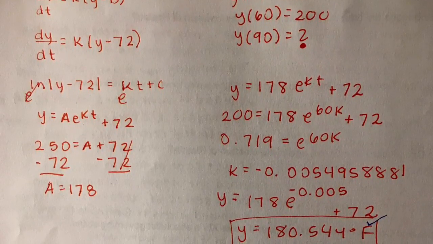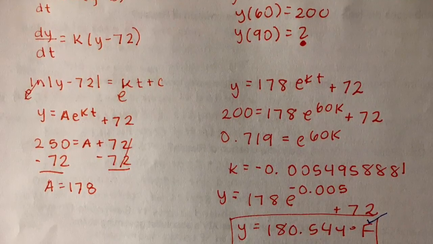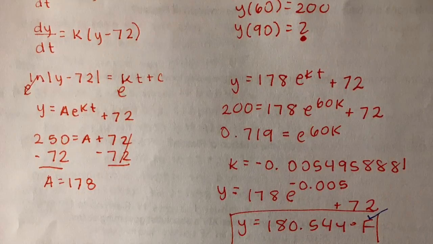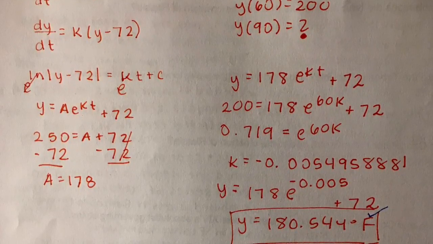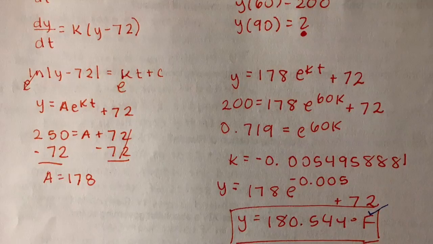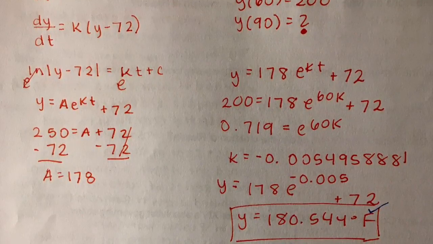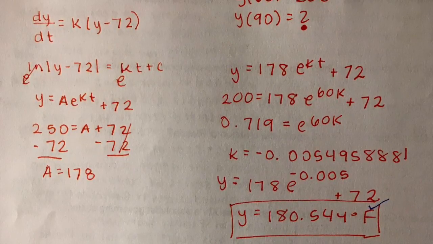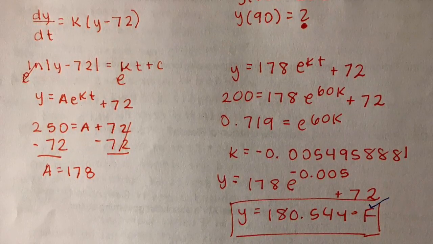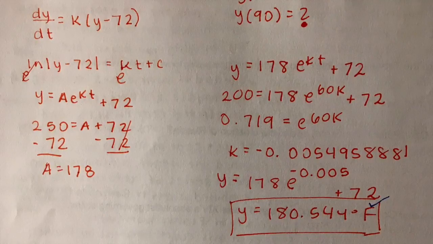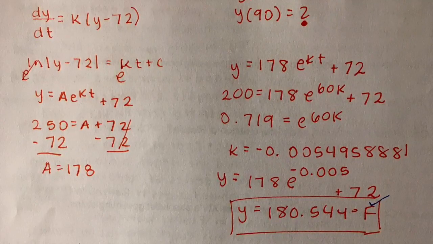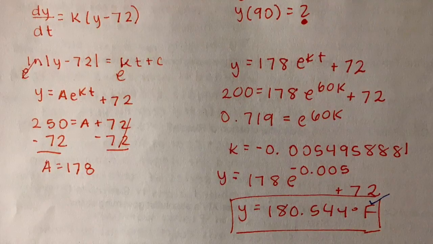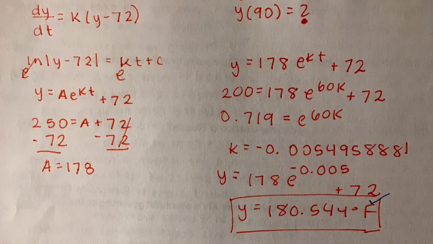We now have y equals 178 e raised to the kt plus 72, but we need to solve for k. We use the other bit of information given to us, which is the temperature of the casserole after 60 minutes. You plug in 60 for t and set it equal to 200, and when you solve, you get k equals negative 0.005495881. Then you can plug this in, and you have your full equation, and you can solve for the temperature of the casserole at t equals 90 minutes.